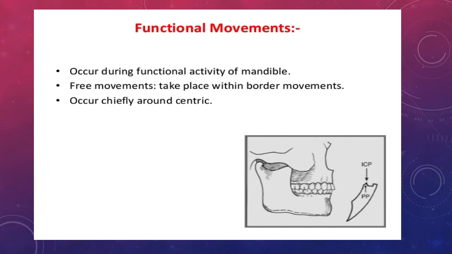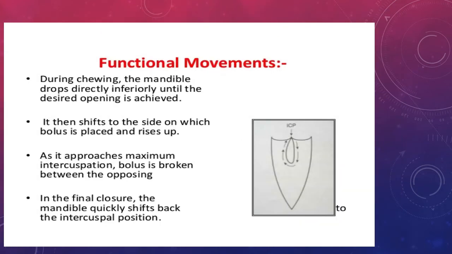Functional movements occur during functional activity of the mandible. Free movements take place within border movements and occur chiefly around centric. Functional movements during chewing: the mandible drops directly inferiorly until the desired opening is achieved. It then shifts to the side on which the bolus is placed and rises up. As it approaches maximum intercuspation, the bolus is broken between the opposing teeth. In the final closure, the mandible quickly shifts back into intercuspal position.